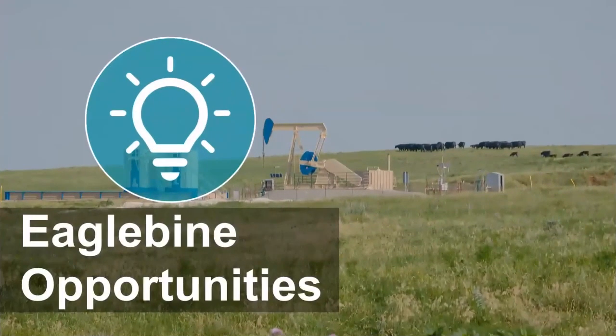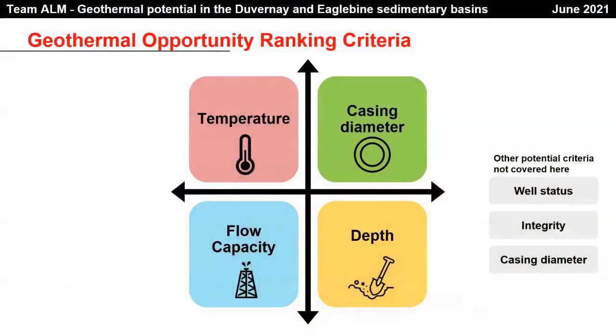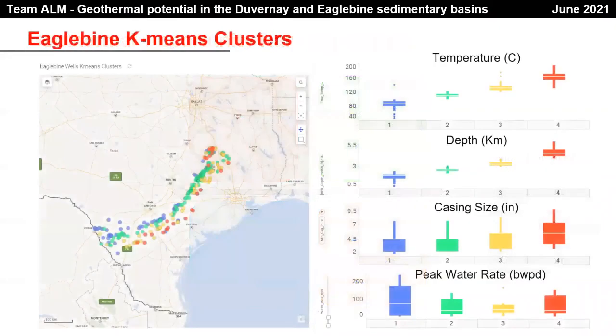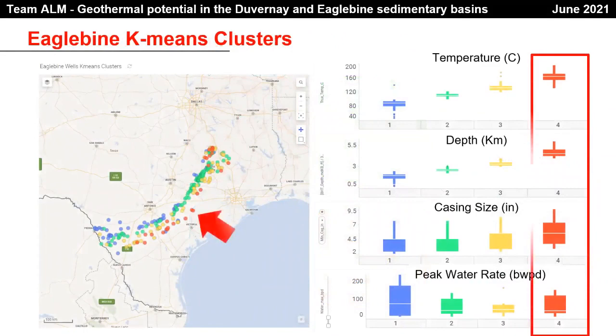For the Eaglebine, a similar criteria using the K-means clustering algorithm was used, only that in this case, we didn't have pressure information, but casing diameter. Cluster 4 is most represented in the southeast of the basin. They tend to have larger casings, which is favorable for geothermal production.